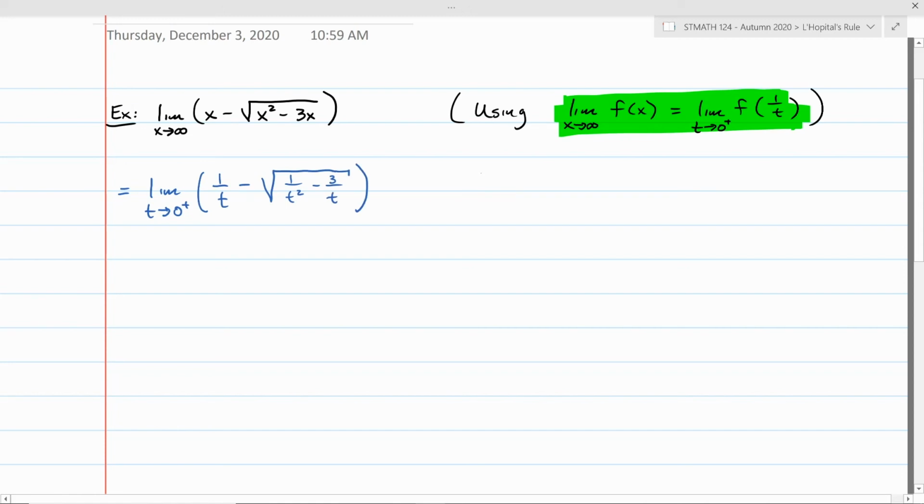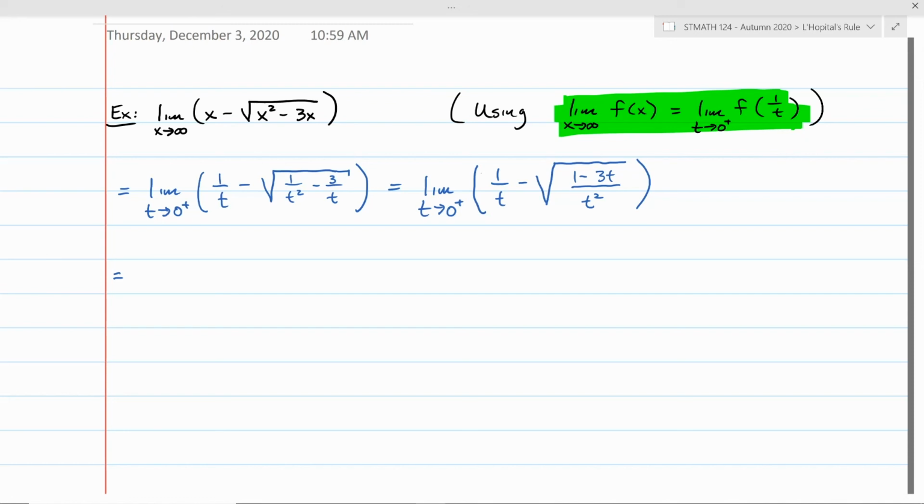Now at this point, it's still pretty yucky. It's still of the type infinity minus infinity, and it's not clear how I can use L'Hopital's rule at this point. But let me do a little algebraic simplification first. I'm going to leave that 1 over t alone, but inside that radical I'm going to get a common denominator so that it looks like 1 minus 3t over t squared. And then, when you take the square root of a fraction, you can take the square root of the numerator and denominator separately. And when I take the square root of t squared, I'm going to get t, because t is positive. I don't have to have an absolute value.